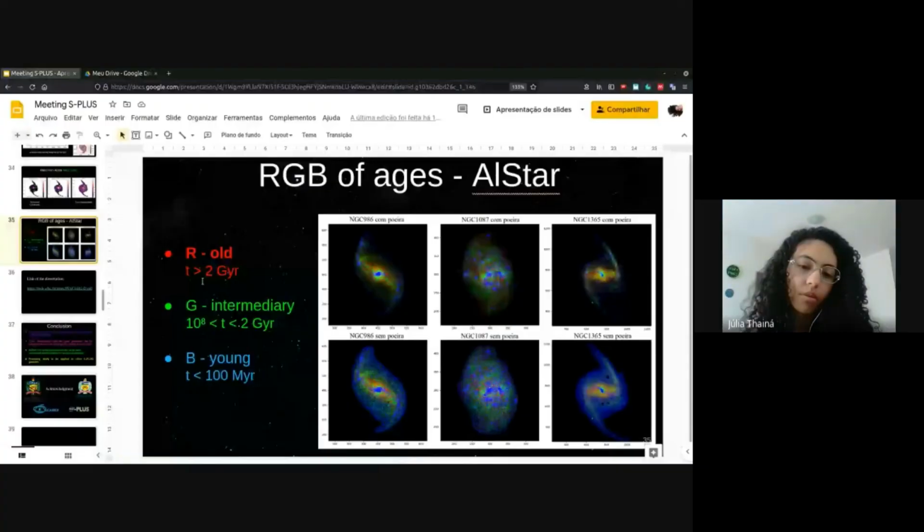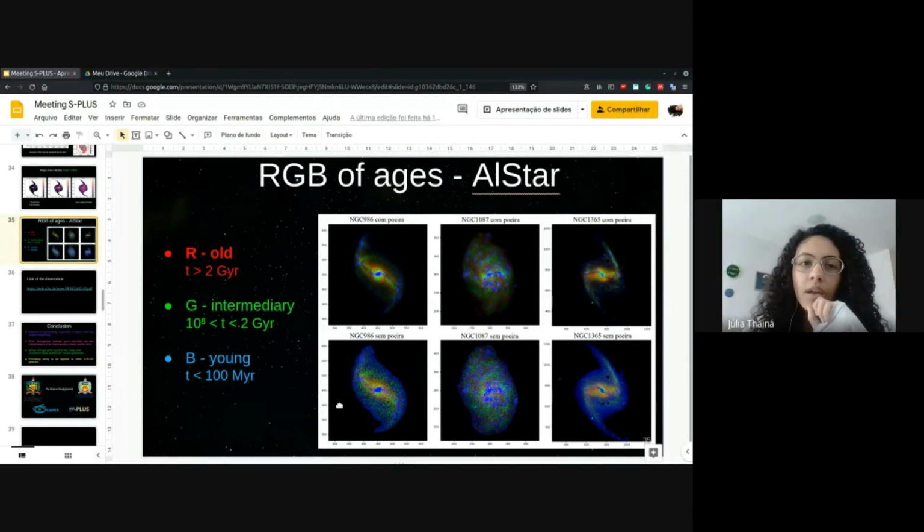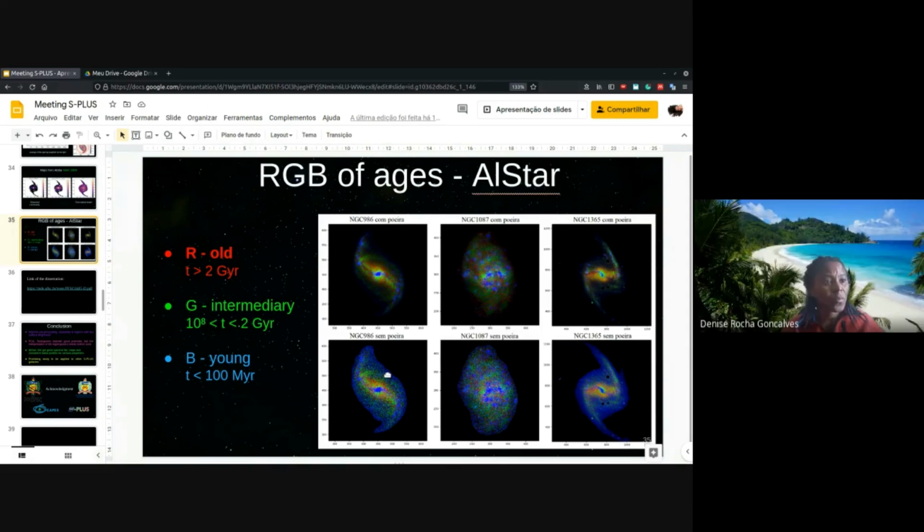The intermediary is good. Just the young population we have this problem, because the spectrum is like a plane. The way that ALL-STAR makes the fitting is to get the young population with dust. Then the problem is just with these areas here. So the problem is to deal with dust versus the young population only. For the rest, yes.